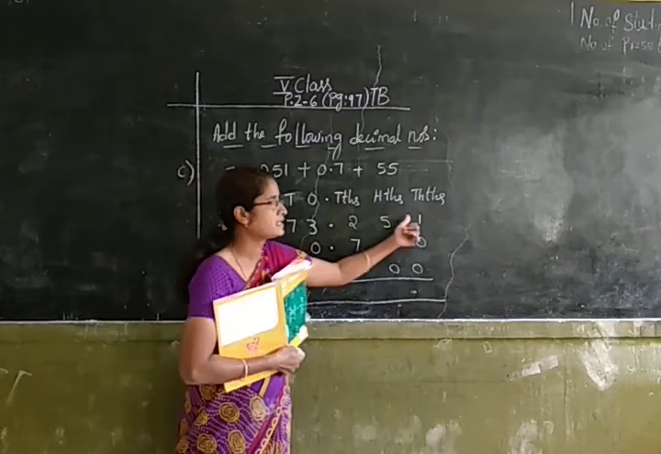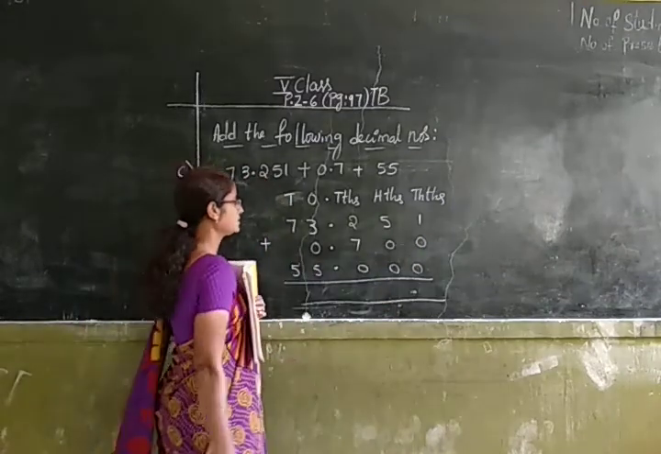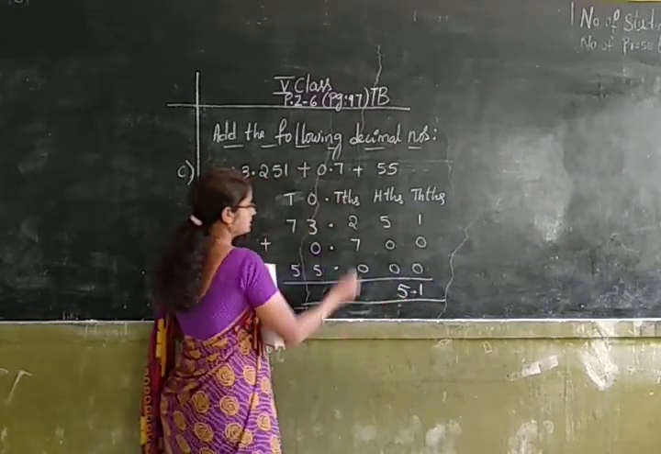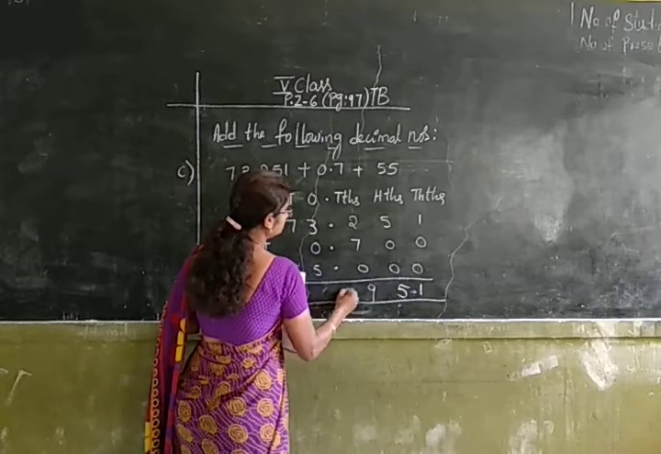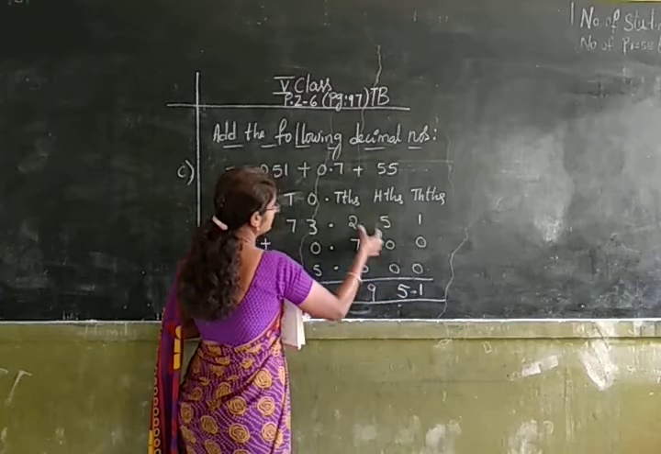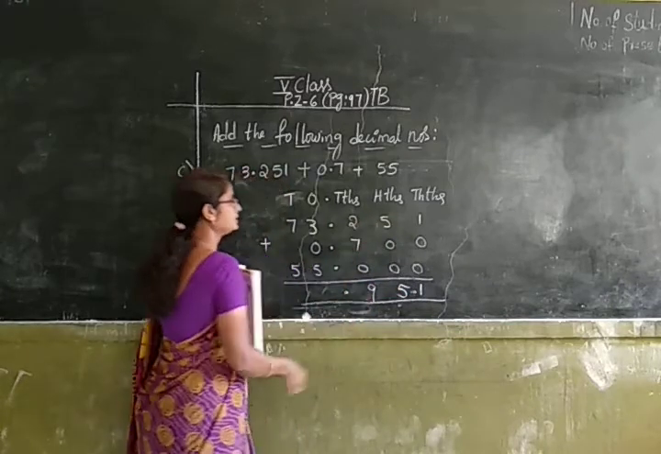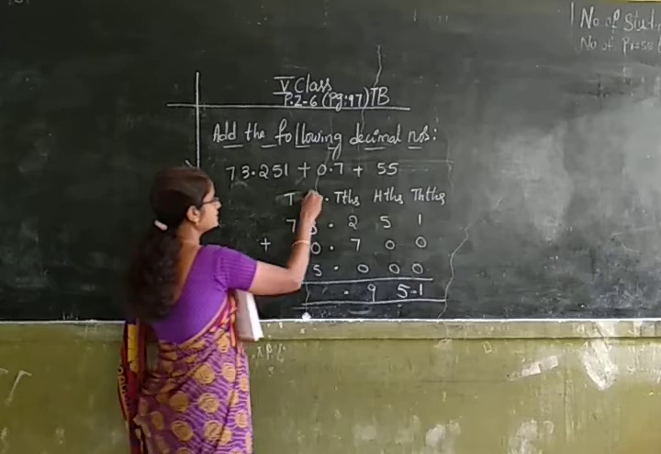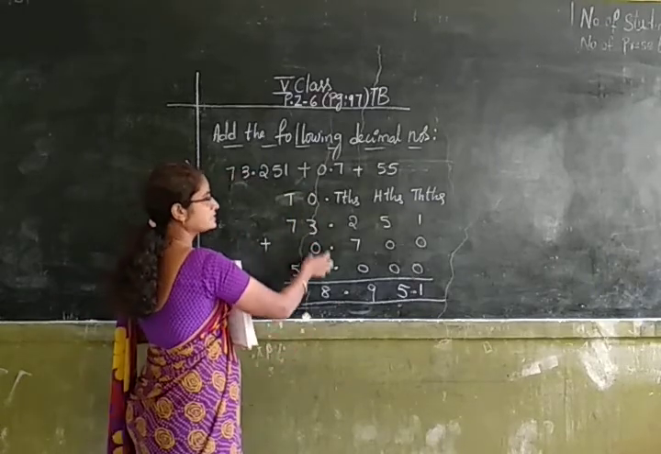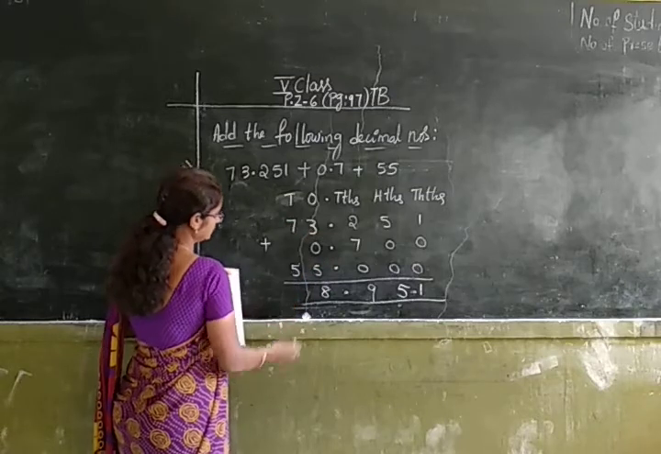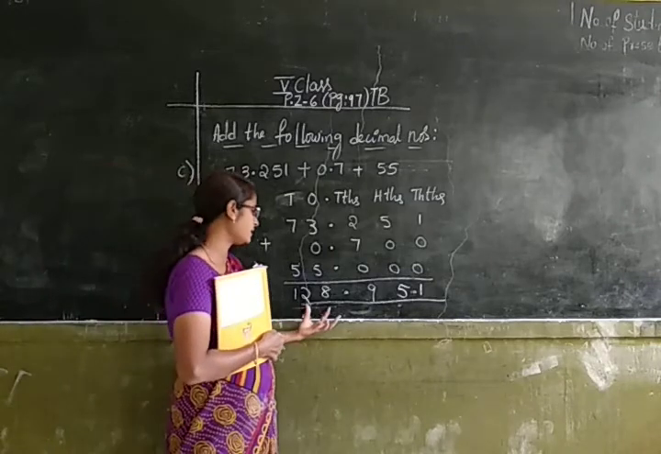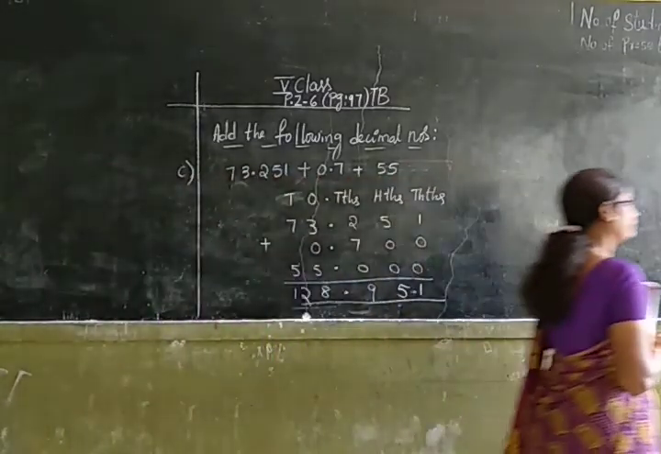Now start adding the numbers from the thousandths place. 1 plus 0 is 1, 5 plus 0 is 5, 7 plus 2 is 9. So first add the thousandths place, then the hundredths place, then the tenths place, and then the ones place. 3 plus 5 is 8. After adding the digits in the ones place, add the digits in the tens place. 7 plus 5 is 12. So this is the answer, 128.951.